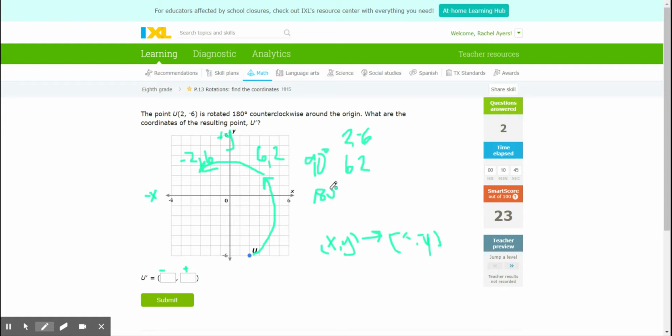So when you go 90 degrees, it switches. 6 comes over here, 2 goes over there. But then when I go 180, it switches back, and then the 2 is in the front again, then the 6 is over here.